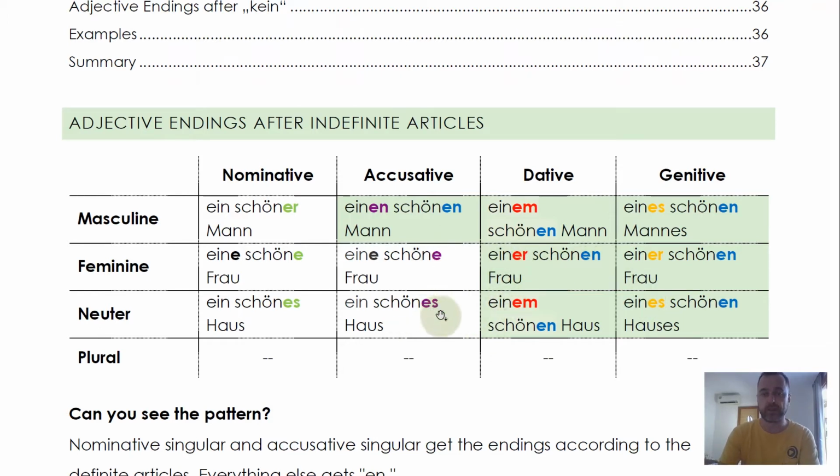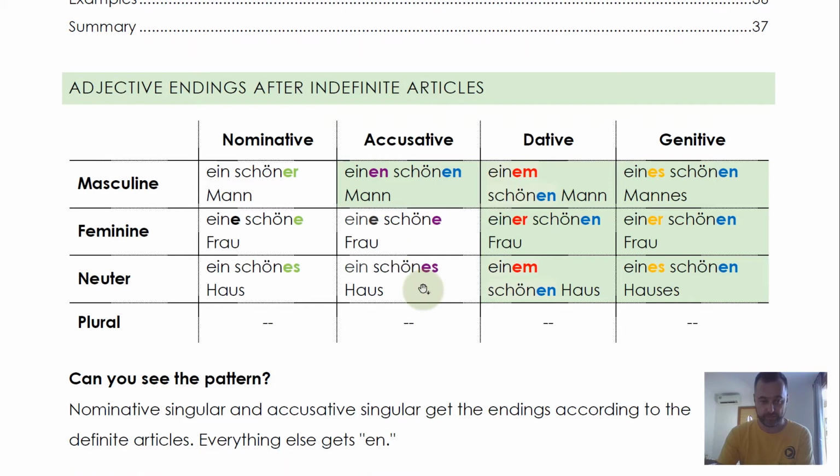Same in accusative, feminine and neuter, die Frau, so eine schöne Frau, und das Haus, ein schönes Haus. It's not a random ending, it's simply the ending of the definite article. So by now you should see the pattern behind this. Except those in nominative singular and accusative feminine neuter, everything gets an en.